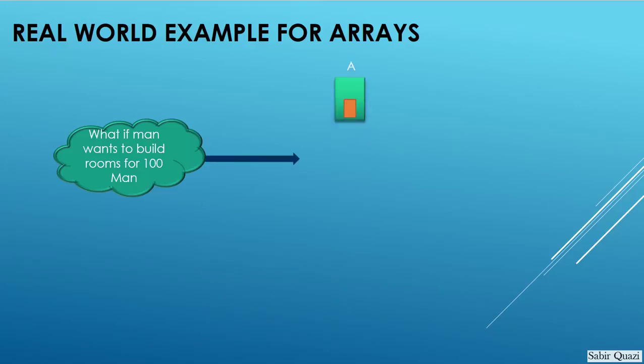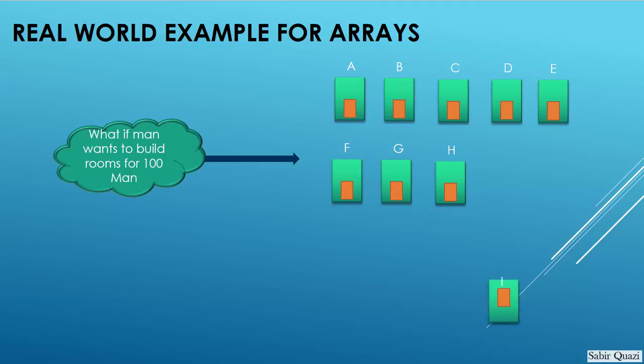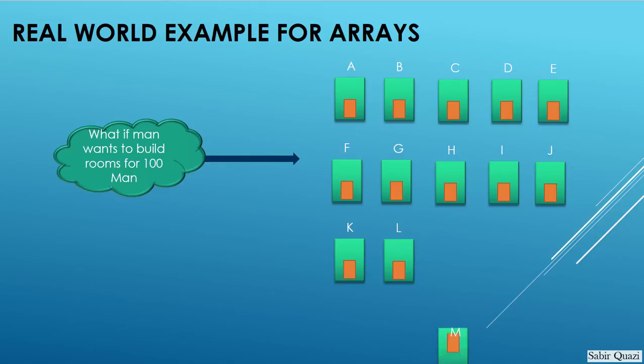So the general solution would be that he will have to build 100 different rooms, one for each person, and every room will have a different name because he needs to maintain the database of these rooms, like room name and who's staying in these rooms.